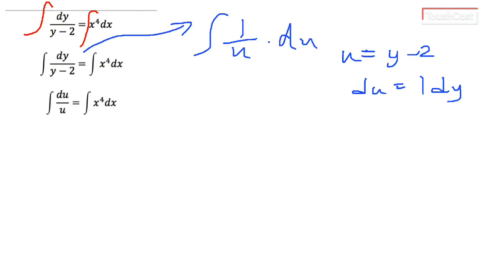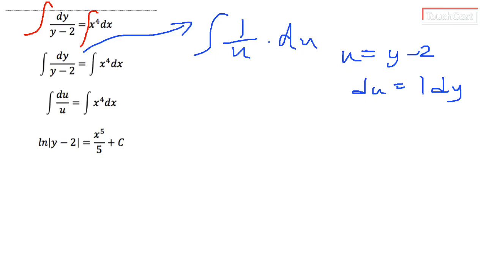I end up with du over u. The antiderivative of du over u is going to equal the antiderivative of x to the fourth. Well, the antiderivative of du over u is natural log of the absolute value of u. Antiderivative of x to the fourth is x to the fifth over 5. And I can put my u back. So the natural log of the absolute value of y minus 2 on one side is equal to x to the fifth over 5. Don't forget plus c, plus a constant on the other side.